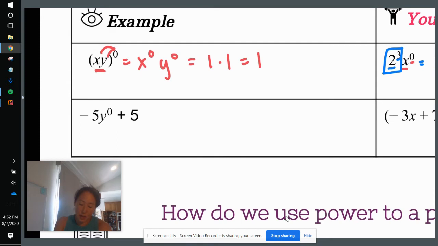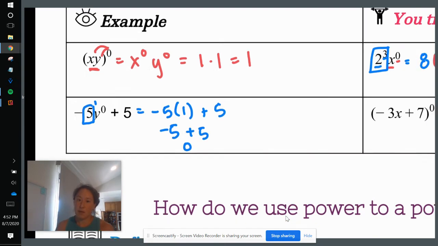Next up, negative 5 times y to the 0 plus 5. So 5 has an exponent of 1. Y has an exponent of 0. So I get negative 5, and then y to the 0 is 1 plus 5. So negative 5 times 1 is negative 5 plus 5. Simplify to give me 0. All right.